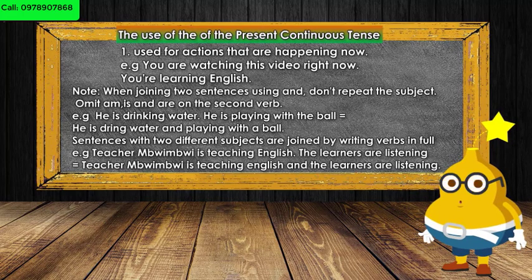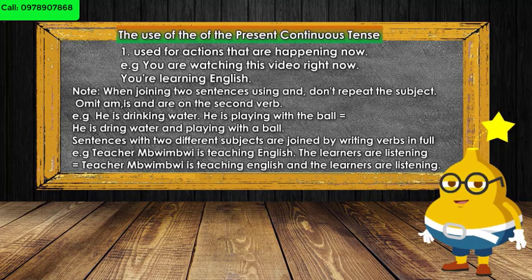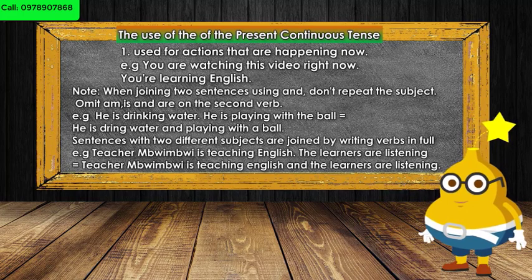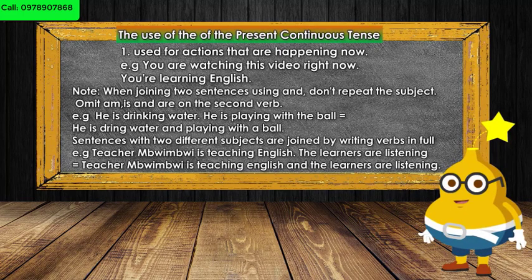For instance, sentences, he is drinking water and he is playing with the ball can be joined as he is drinking water and playing with the ball. Note that if we join sentences with different subjects, we must write both verbs in full. For instance, the sentences, Teacher Mbwimbwi is teaching English, the learners are listening, can be joined as Teacher Mbwimbwi is teaching English and the learners are listening.